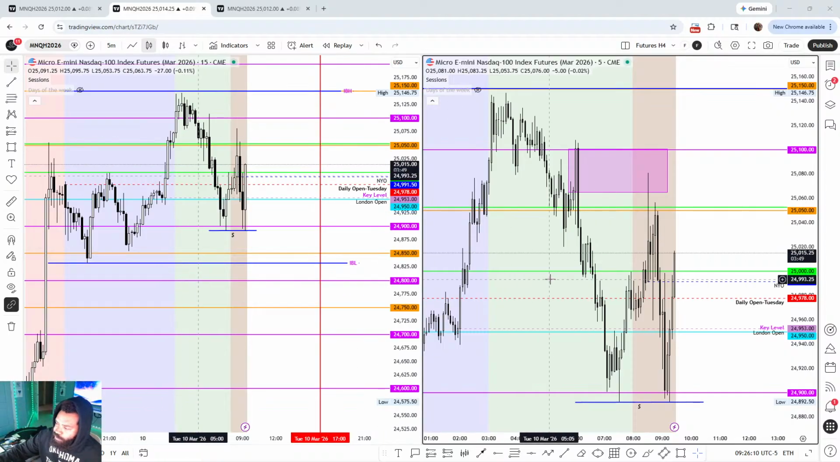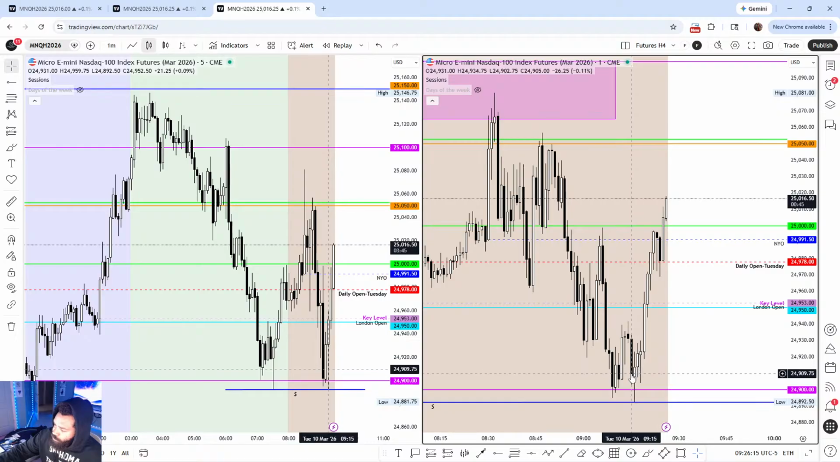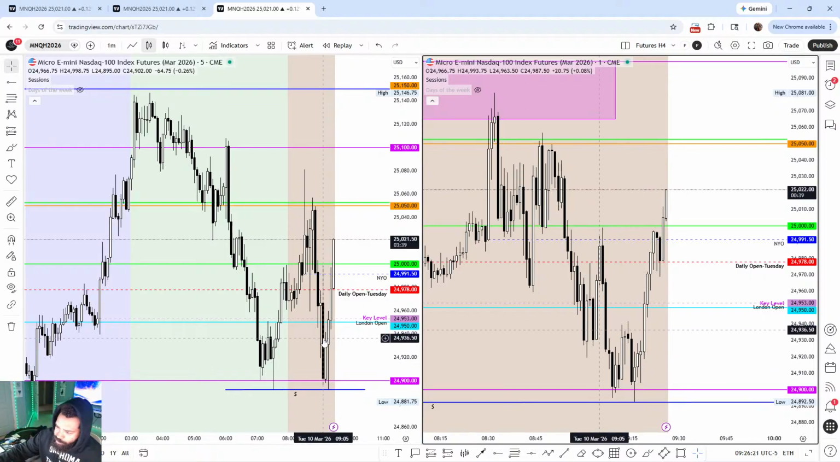So I like it. I like how that 5-minute pressed, and I like how when they drew on liquidity, they gave you an order block dump candle.